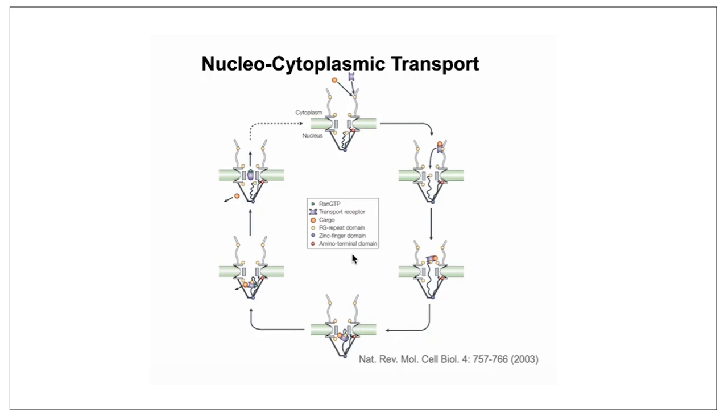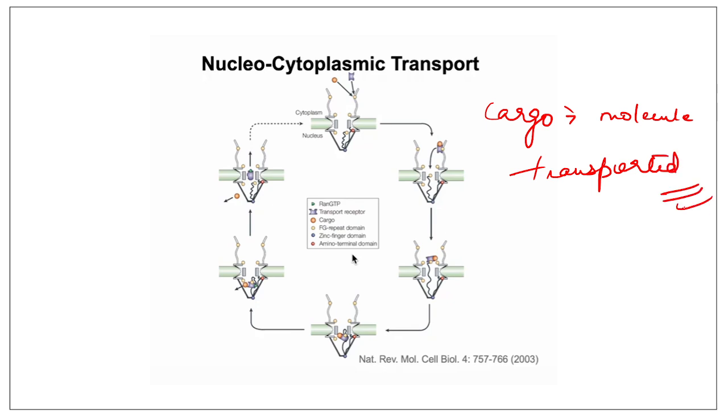Then we have transport receptor, the blue structure that you see. This helps in cargo recognition and transport. Then cargo can be, here you see cargo can be anything which is going inside and outside of the nucleus. So here we can say cargo is the RNA. The molecule which is transported is your cargo. I'll just write over here. Cargo is the molecule which is transported.